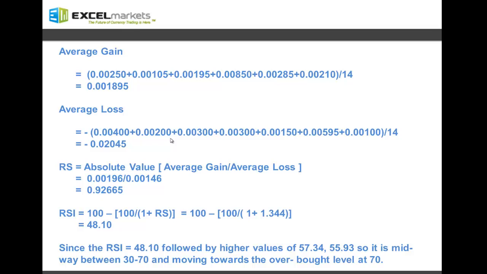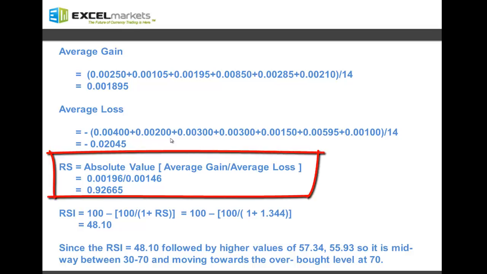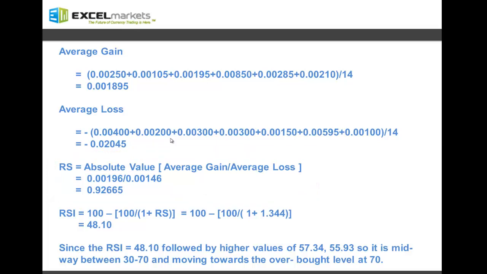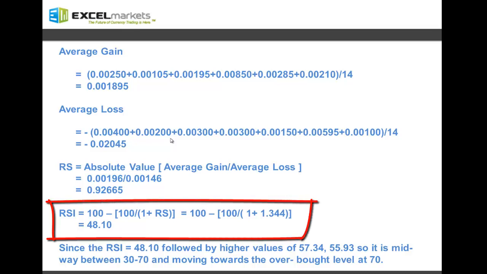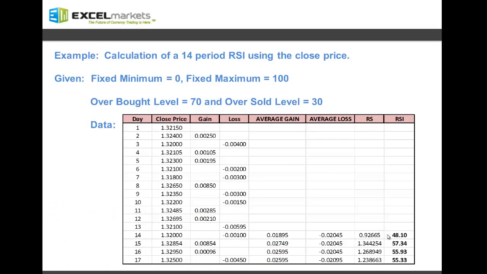RS is the absolute value of average gain over average loss, which comes out to be 0.92665. We put this value in the formula for RSI, which is 100 minus 100 over 1 plus RS, and it comes out to be 48.10, which is what we saw in the table, 48.10 for the first 14 days.